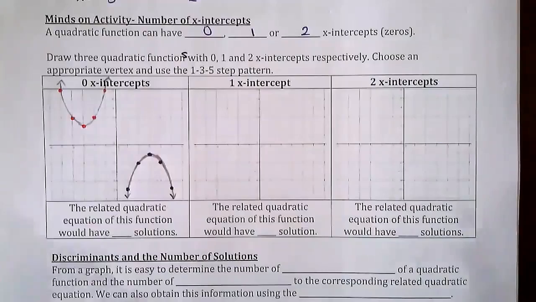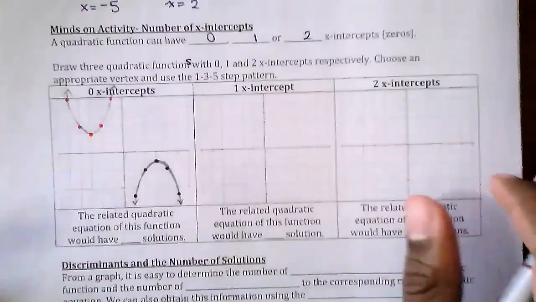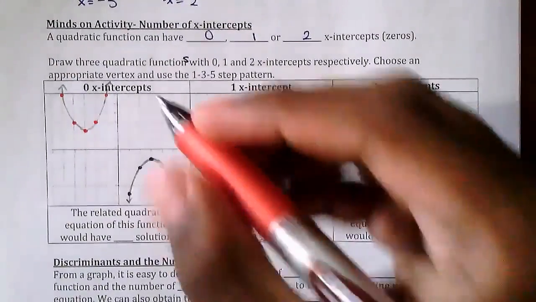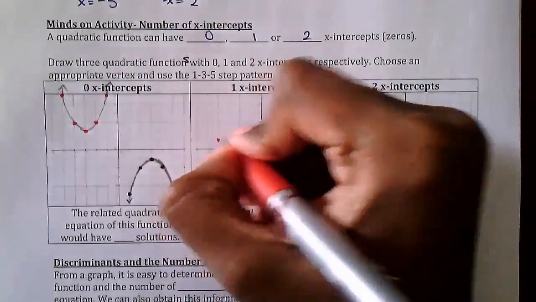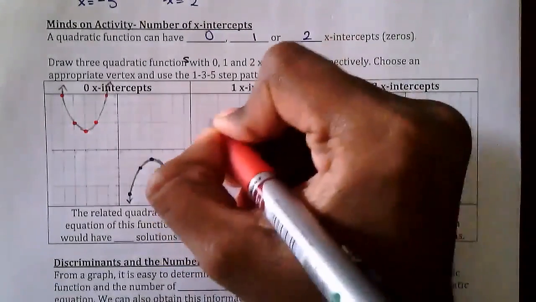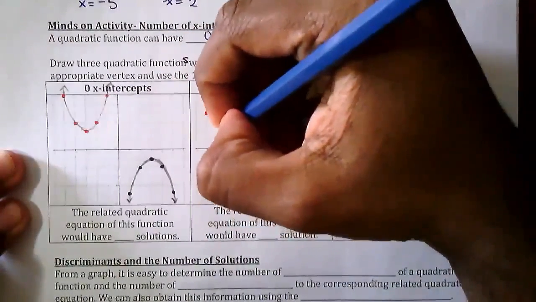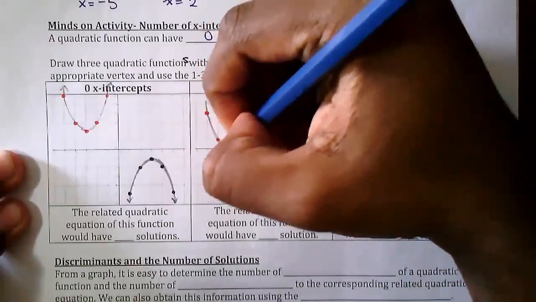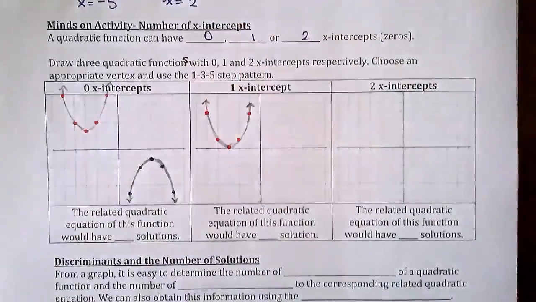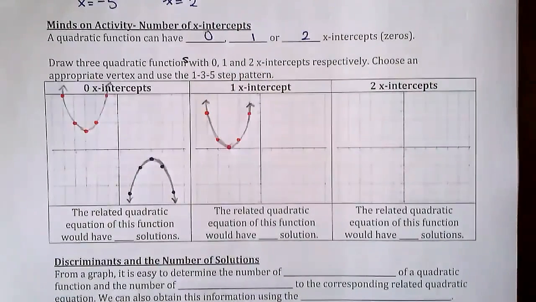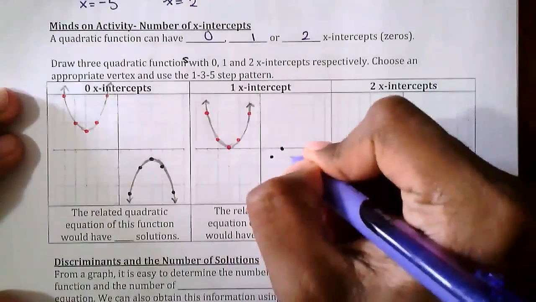Let's draw a quadratic function with 1 x-intercept then. Again, I'm going to show you 2 examples of this. So if I have 1 x-intercept, what that essentially means is that the vertex lies on the x-axis. So following the step pattern, I essentially have this. So I can connect it. Or I can have something that looks like this, where if I had this as my vertex, I can go down instead.